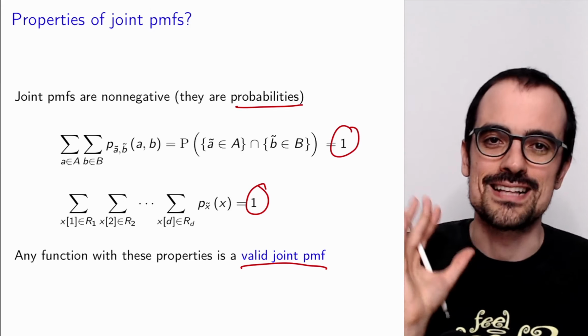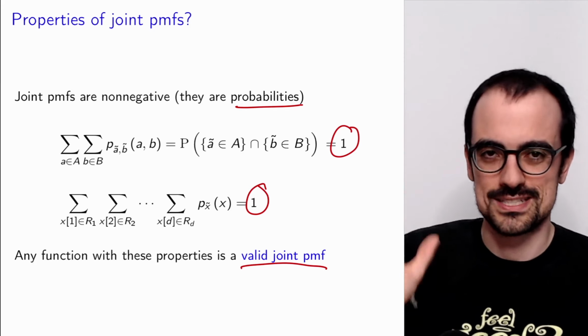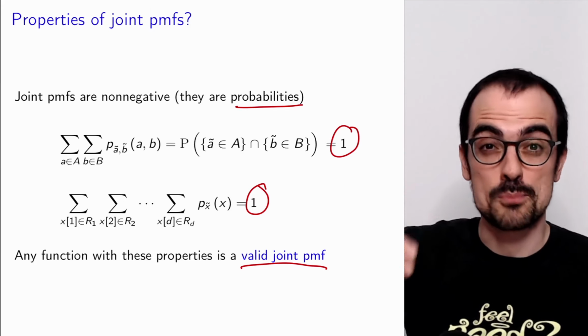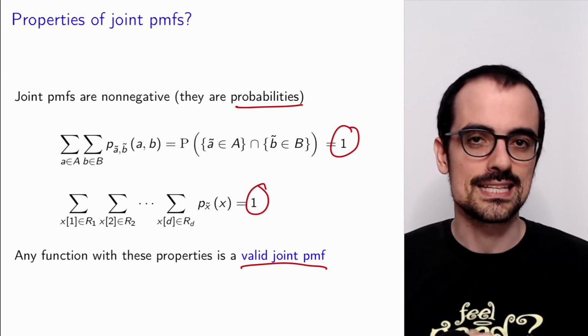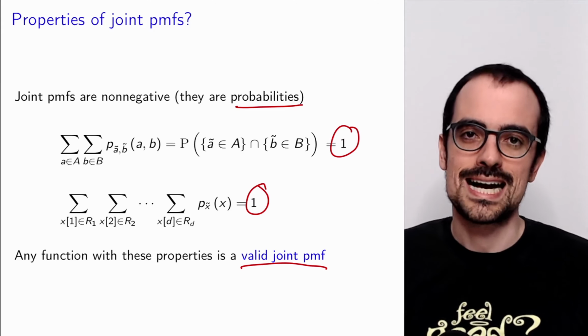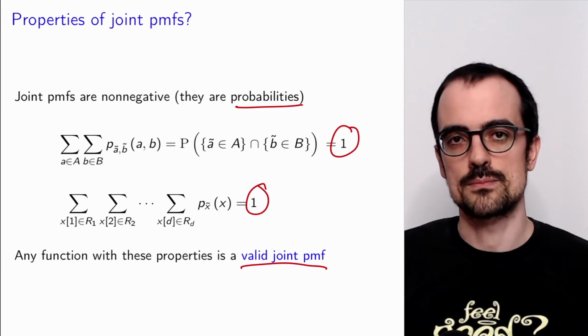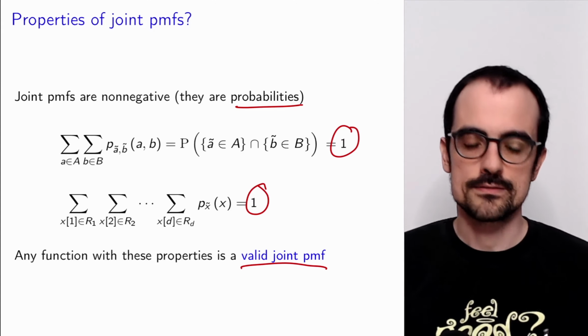Of course, that's not going to guarantee that the probabilities are actually the ones that they should be, but that's a problem of statistics, not of probability theory, if that makes sense. So this is just saying that from the mathematical point of view, as long as something is non-negative and adds up to 1, it's a valid joint PMF.